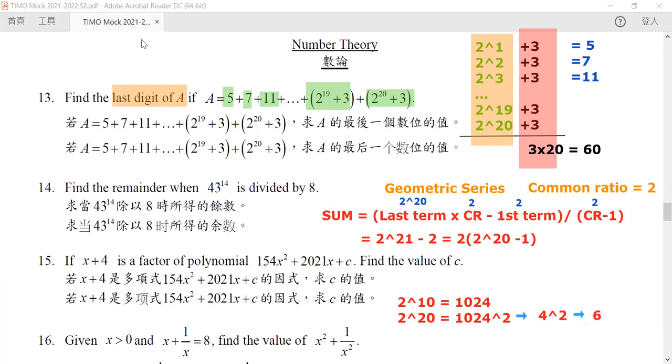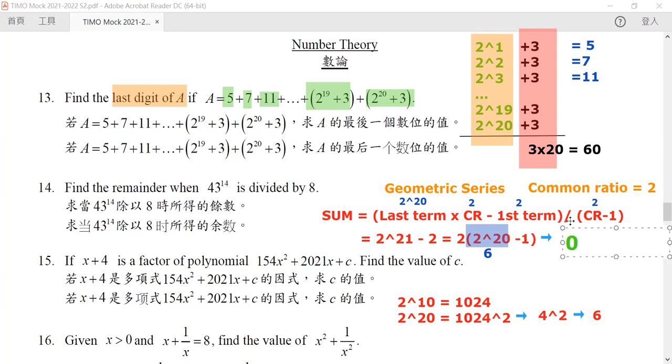So all we know is that this term is equivalent to 6. So it will be equivalent to 6 minus 1, which is 5, times 2, and hence the whole term will be equivalent to 0. So the last digit of the first sum is equivalent to 0.